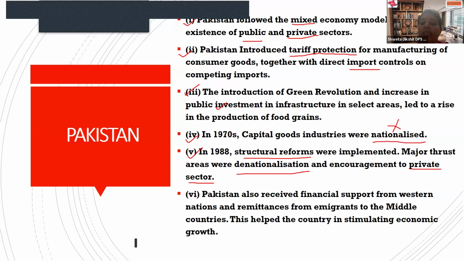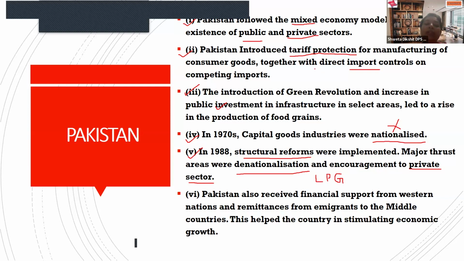In short, I can say that they had been liberalized, privatized, because denationalization becomes privatization, and also globalized, as they allowed the international economies to enter their economy. So these were the basic changes in their economy.